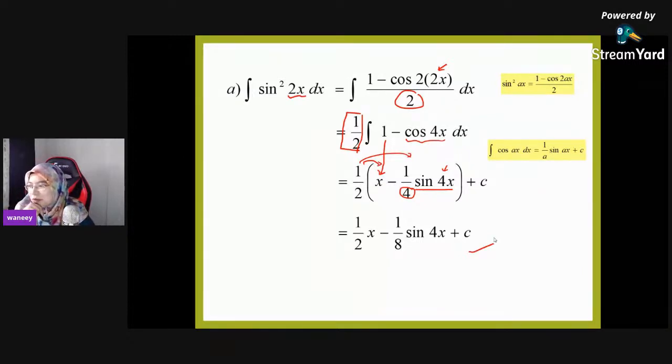Miss nak tanya, memang kena letak simbol ular tu juga ke lepas integrate? No. After you integrate, you don't have those ular anymore.